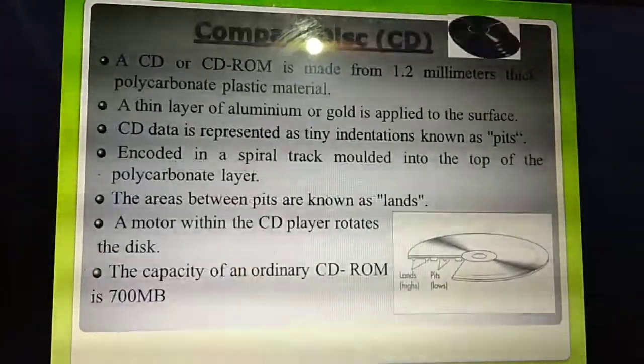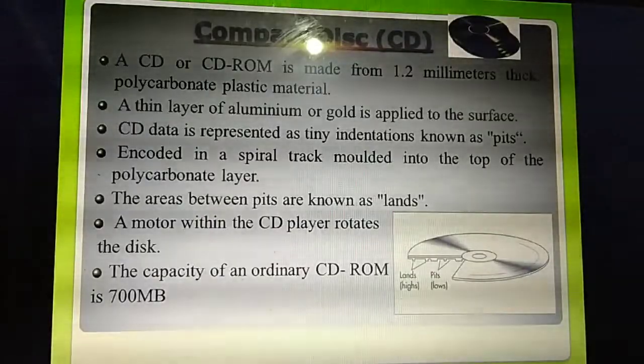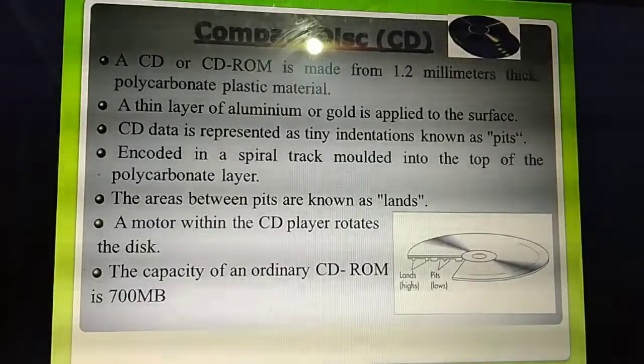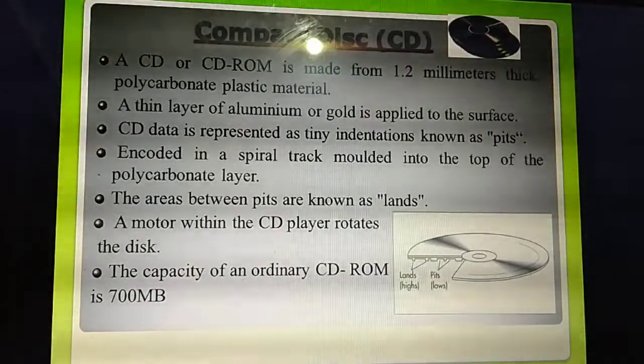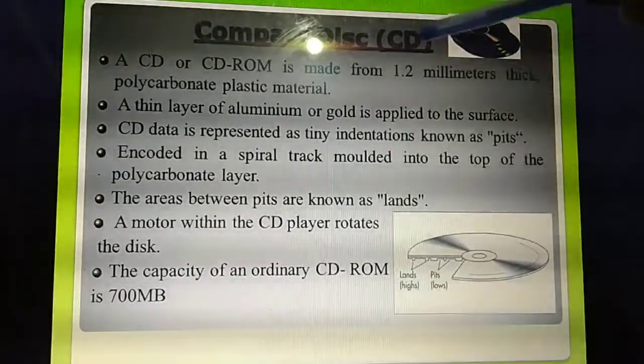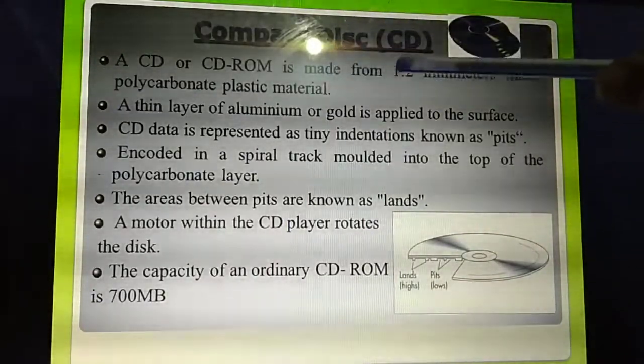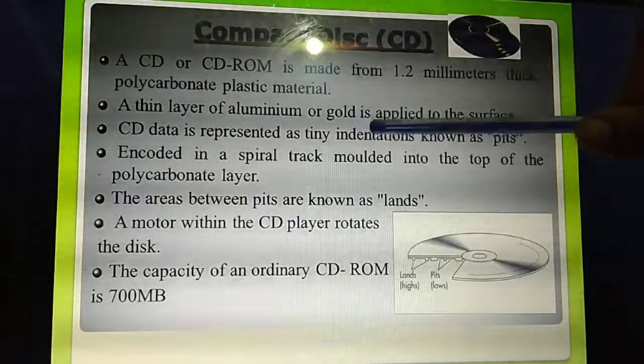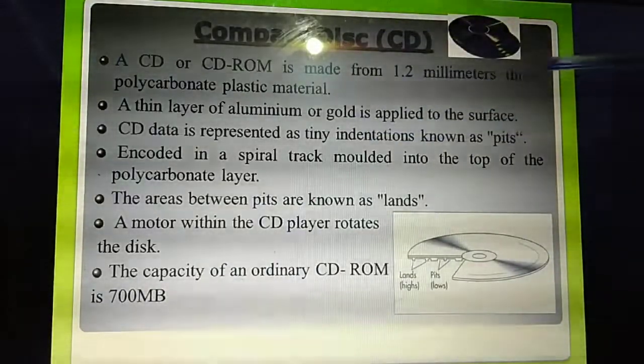Understand? Next thing is compact disk. This you already know, CD. What do you mean by compact disk? CD. Most of the students have already seen a CD, isn't it? You know very well. This CD's other name is CD-ROM. So what's the thickness of this CD-ROM? 1.2. This is an important 1 mark question.